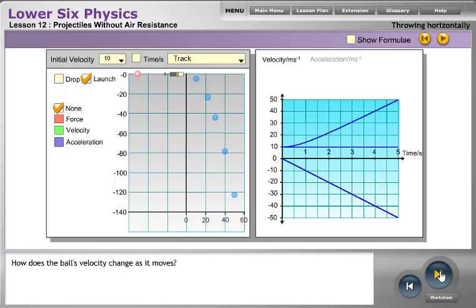How does the ball's velocity change as it moves? Answer: the velocity of the ball increases. It moves further and further each second.